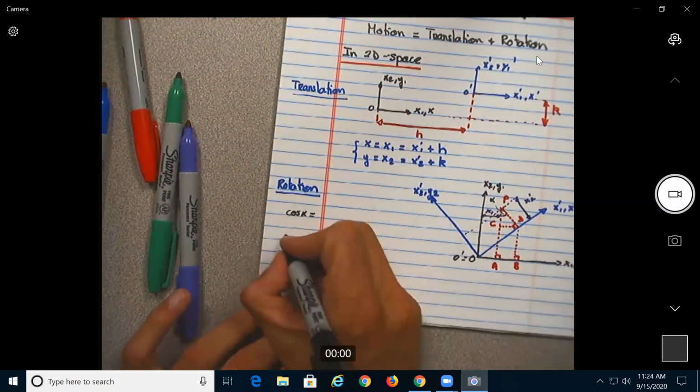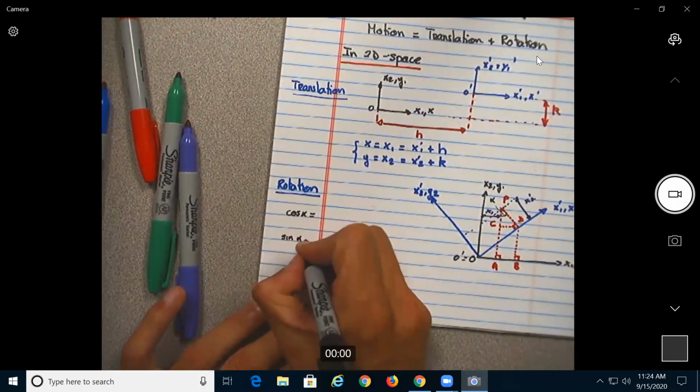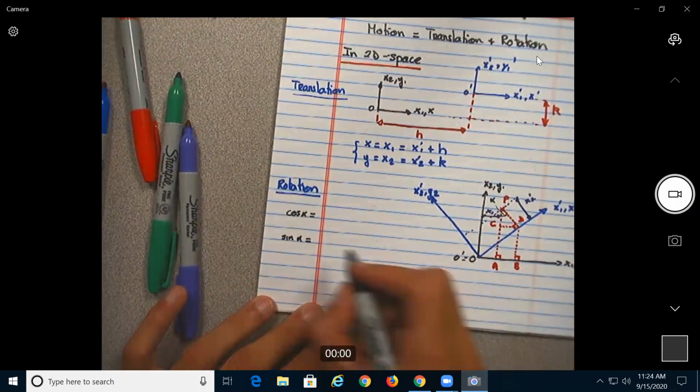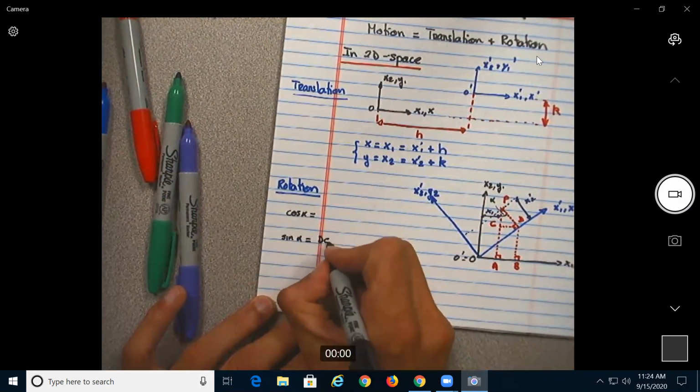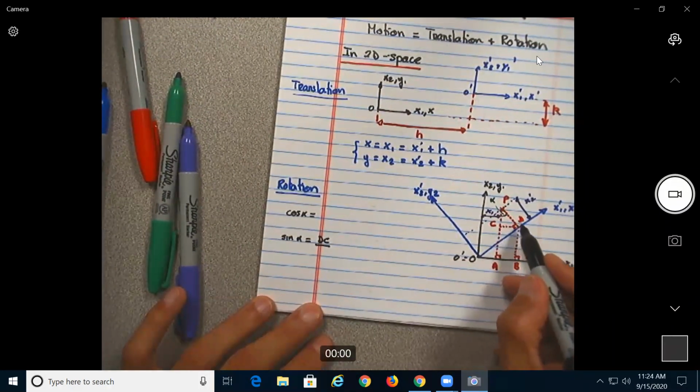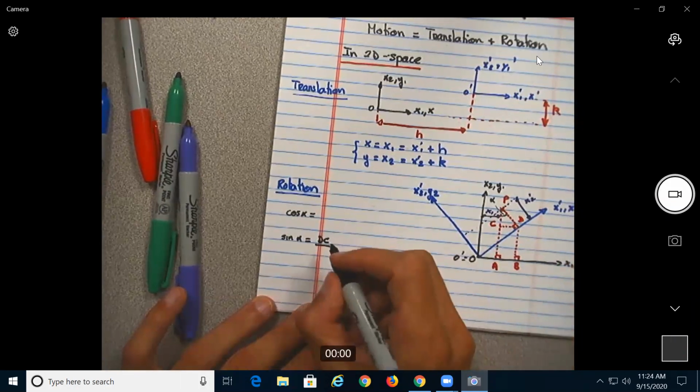So let me do this one first. Sine alpha, let's see, will be equal to DC divided by x prime 2.